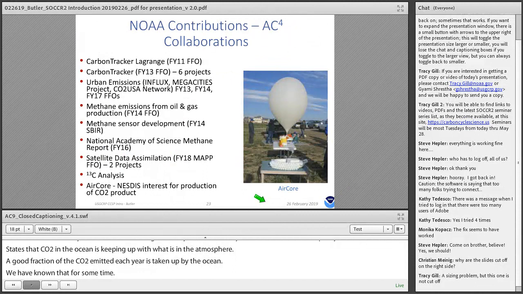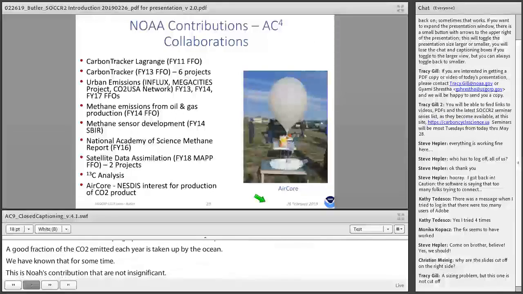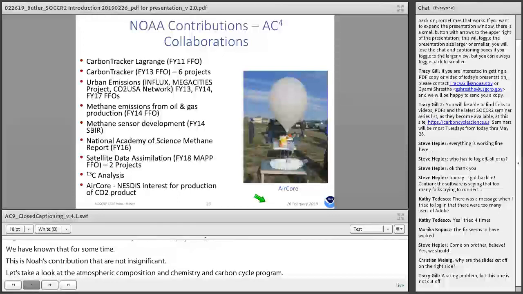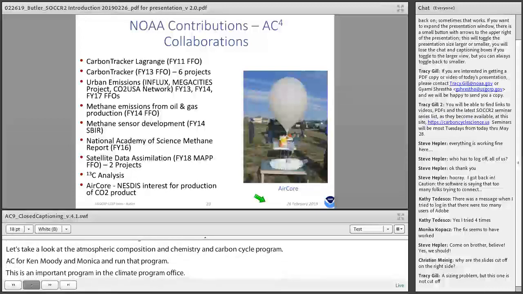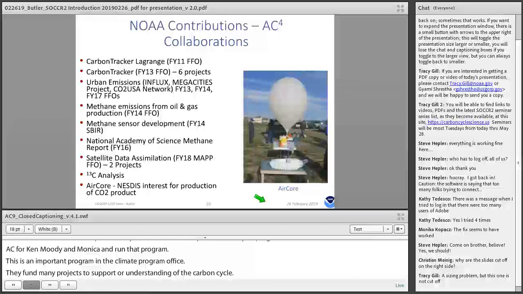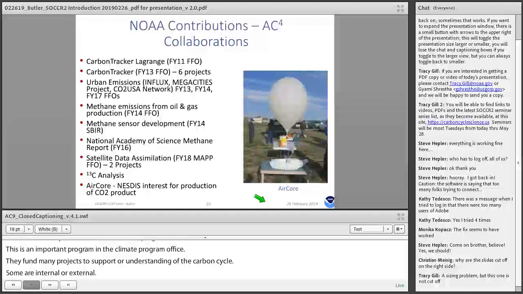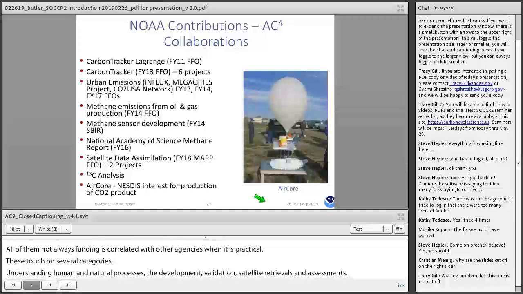Let's take a look at the Atmospheric Composition and Chemistry and Carbon Cycle Program. It's called AC4. Ken Mooney and Monica Kopatz run that program. This is an important program in the Climate Program Office. They fund many projects to support our understanding of the carbon cycle. Some of them are internal, some are external. Often, not always, funding is coordinated with other agencies when it's practical. These touch on several categories you can see here in this list: understanding human and natural processes, method development, validation of satellite retrievals, and assessments. This picture here on the right is a picture of AirCore. It's one of the experiments that came out of the Global Monitoring Division.